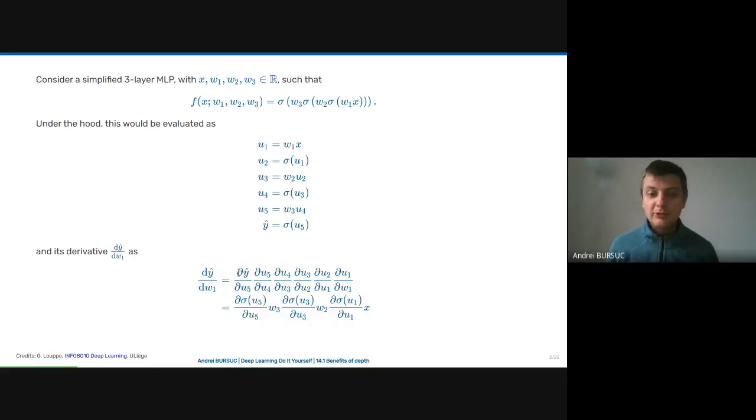By using the chain rule, we have to pass through all these intermediate values, right? So we have dy hat by du5 multiplied by the partial derivative of u5 with respect to u4 and so forth until we get to our du1 by dw1. If we group them also by the activation functions, we can see here the sigma' of u5, w3, sigma' of u3, w2, sigma' of u1, and x.